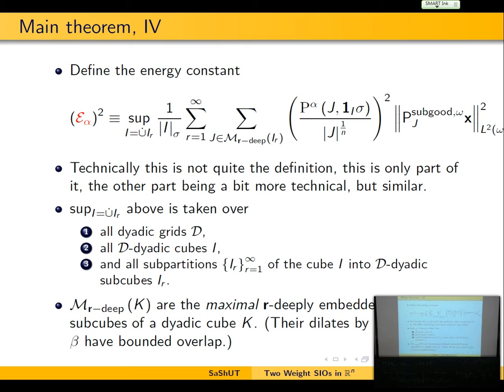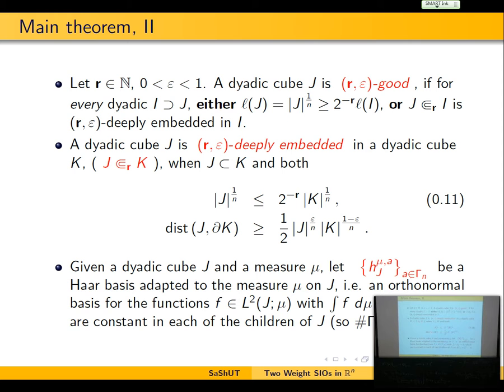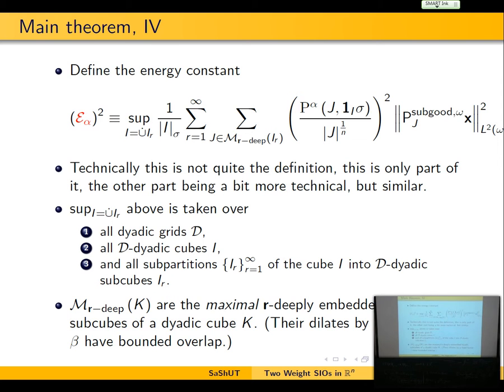For each I_r, you take the maximal r-deeply embedded guys in I_r. So these need not be good, because they are only r-deep with respect to I_r. So they satisfy this, but only with respect to I_r, not with respect to all the guys above I_r. And then you consider this expression, and you assume that, well, this is bounded on the corresponding dual.